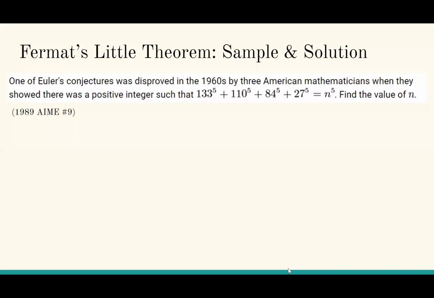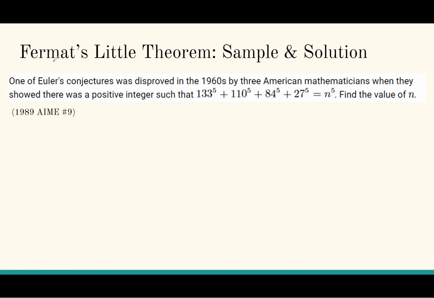So now we are going to do a quick sample problem using Fermat's little theorem. The problem statement is as follows. If you want to try the problem on your own, then please pause the recording right now. So now note that these are all to the fifth power. And 5 is a prime, so we can use Fermat's little theorem here.